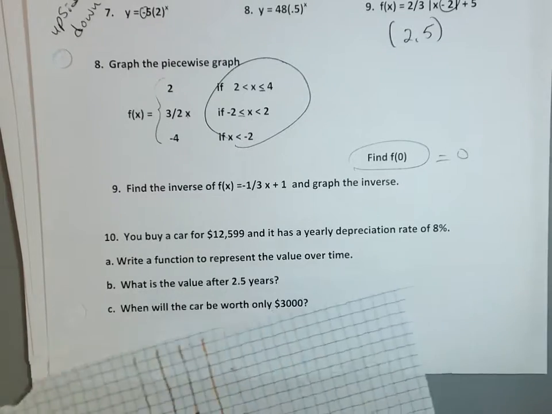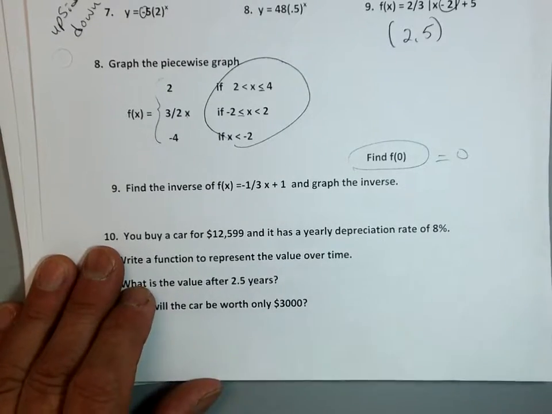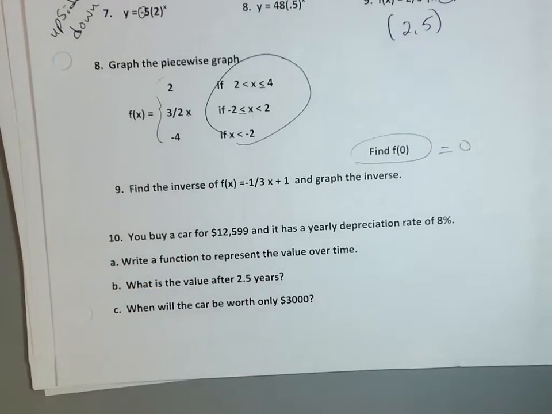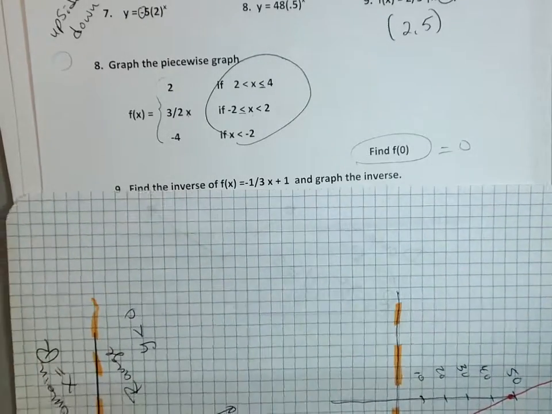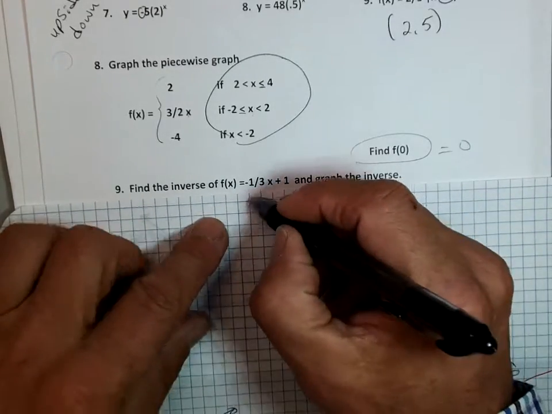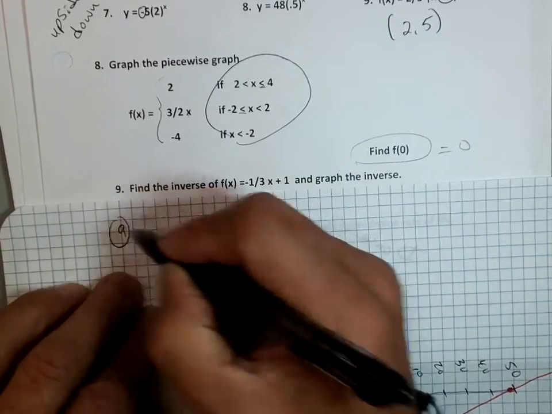Okay. Almost there. Number 9. And I might need another piece. Oh, I can do it right here. So first of all, find the inverse. Graph it. Okay, so number 9.